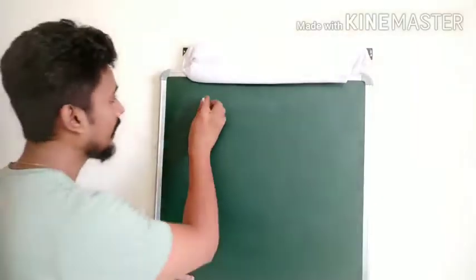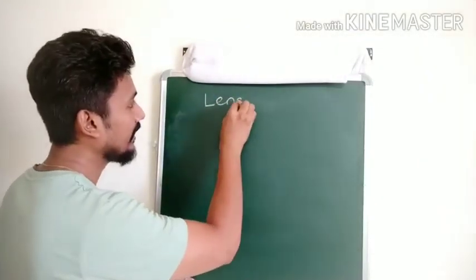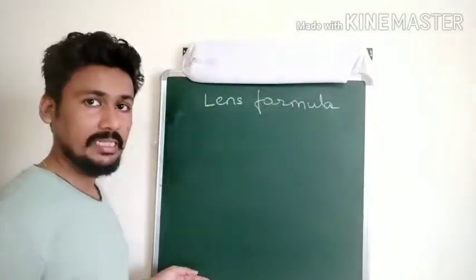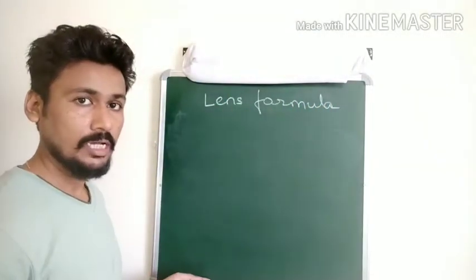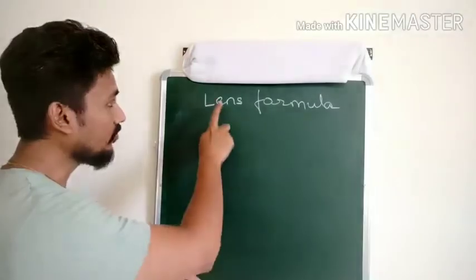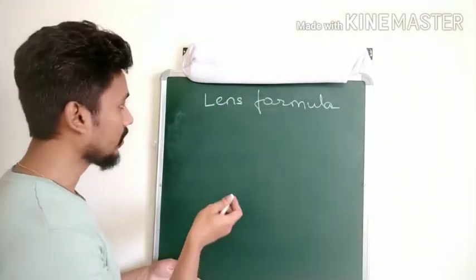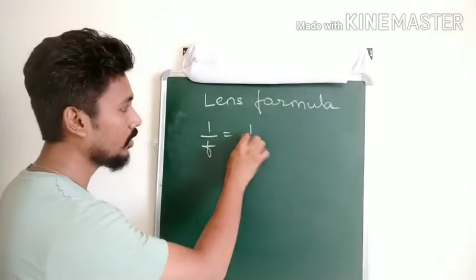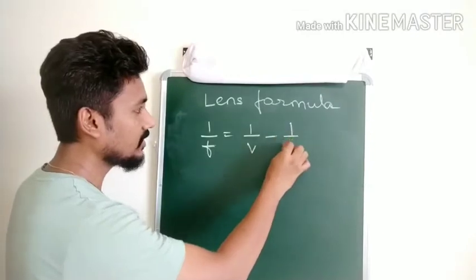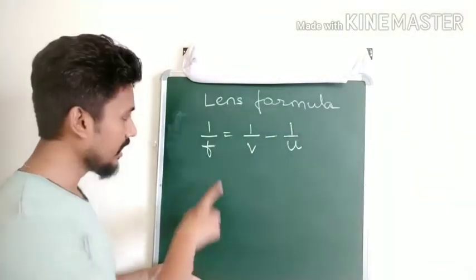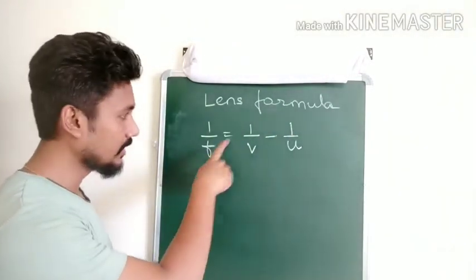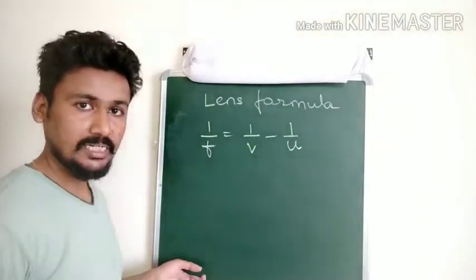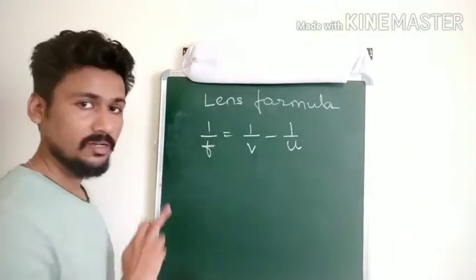Next we will see the very important lens formula. I hope you remember the mirror formula that we had for the spherical mirrors. Now we are going to see the lens formula. So let us see the formula. The formula is 1 by f is equal to 1 by v minus 1 by u, where f stands for focal length, v stands for image distance, u stands for object distance. This is the lens formula.